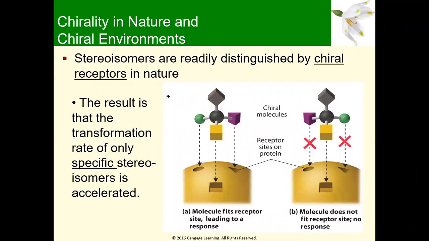Now, why is this important? Why do you care? Well, we see this a lot in nature, so it's worth talking about. Stereoisomers are readily distinguished by chiral receptors in nature, be it an enzyme or some protein on the surface of a cell that's stereospecific. The result is that you might have a transformation rate specific to one stereoisomer that's accelerated. Remember, what enzymes do is accelerate the rate of reaction. They don't cause reactions that wouldn't otherwise occur, but they accelerate reactions. And so if the enzyme is stereospecific, then it will accelerate the reaction of one stereoisomer and not others.